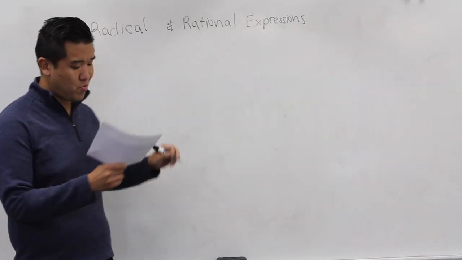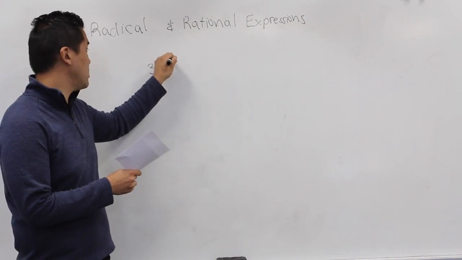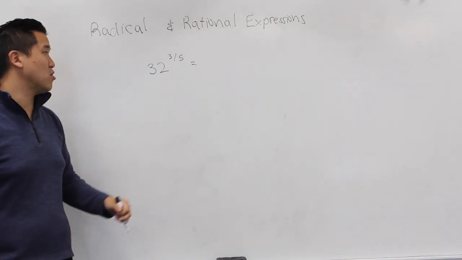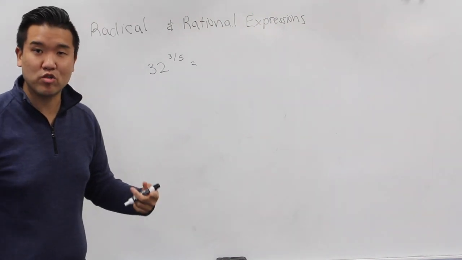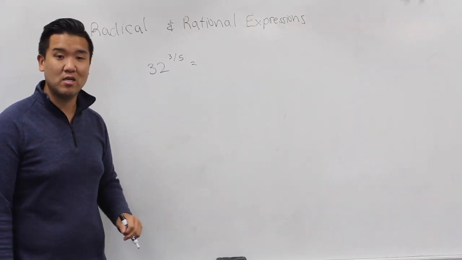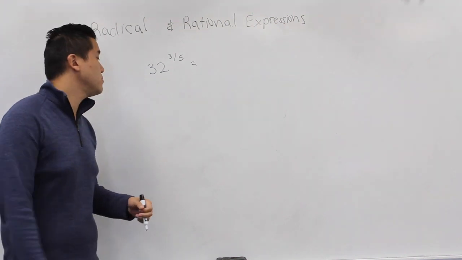Alright, intermediate problem. Let's try this problem. 32 to the 3/5 power. Once again, which one's my power, which one's my root? And solve it. I'm going to give you about 30 seconds to a minute. Just try your best. Look at your notes once again. And go.